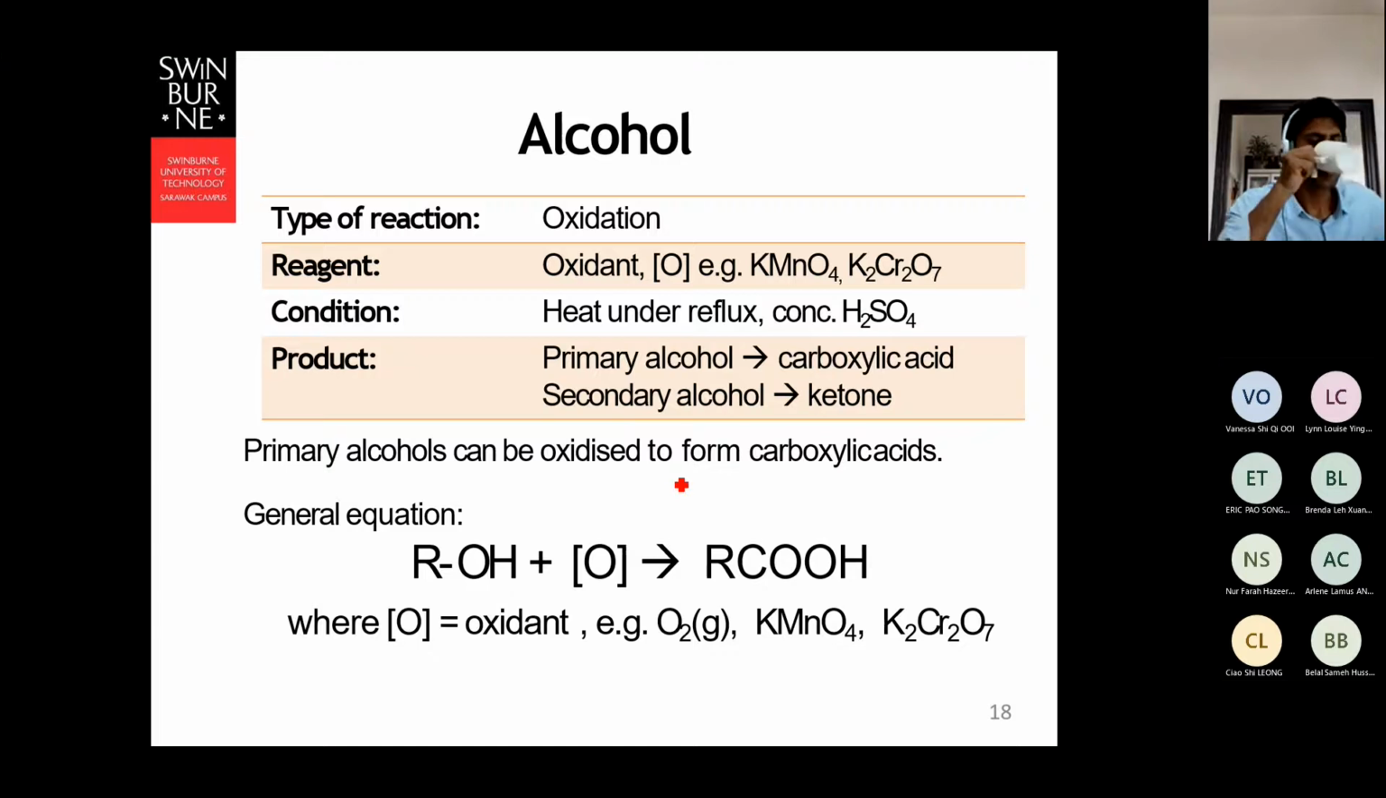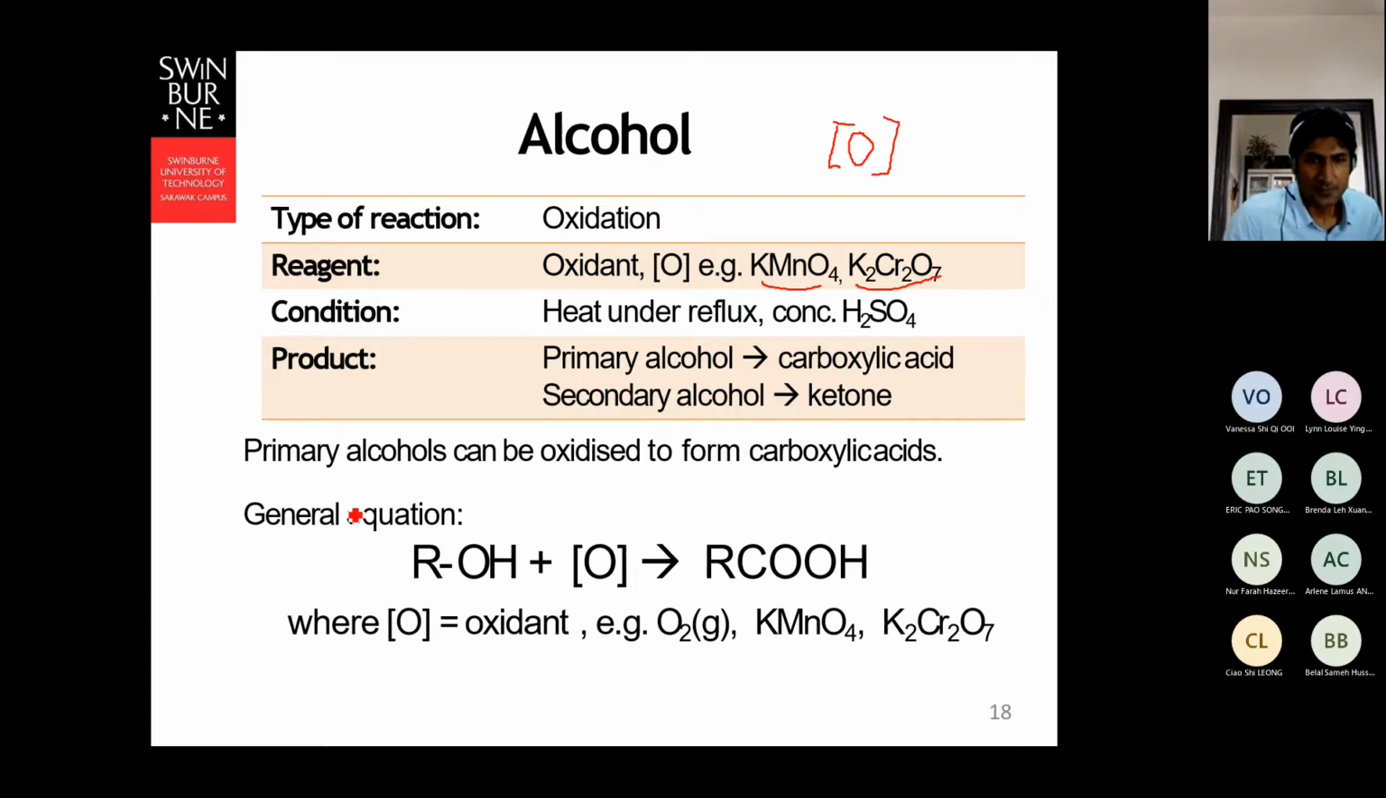So oxidizing agents, or oxidants, are those that provide nascent oxygen, right? They can provide a nascent oxygen, an oxygen atom. Potassium permanganate is one of them. Potassium dichromate is one of them. There are many others, but let's say that this is the oxidizing agent.